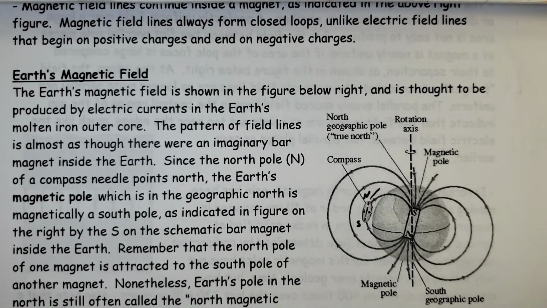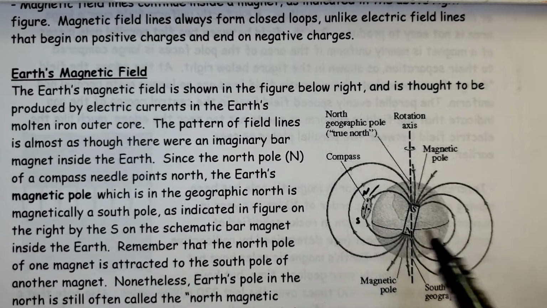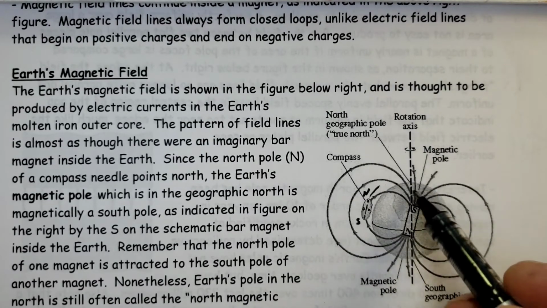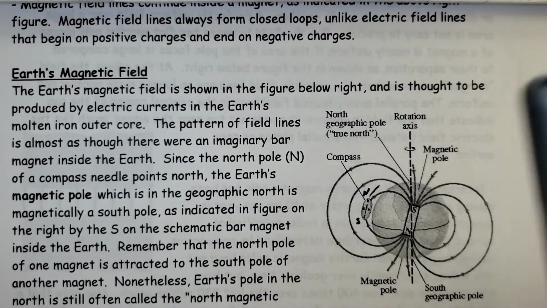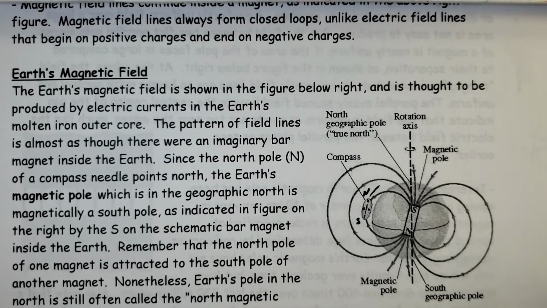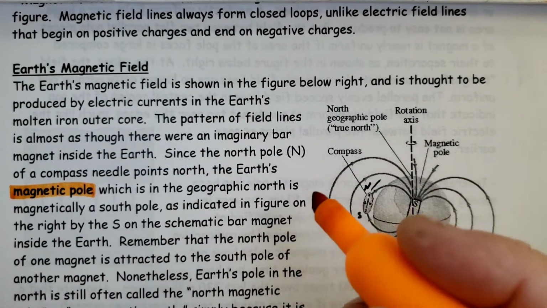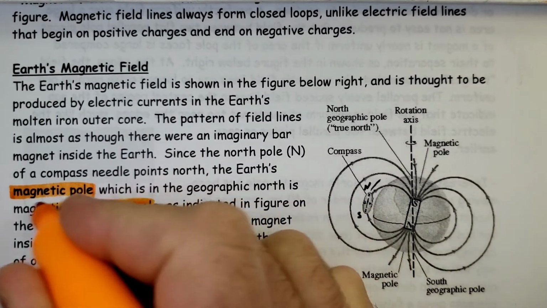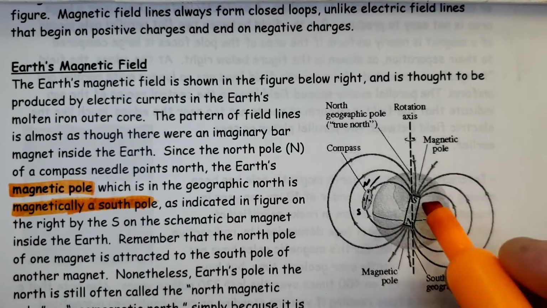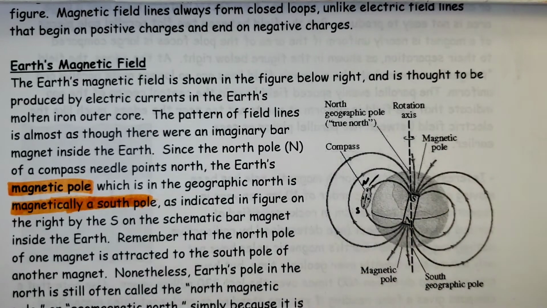Now, if we imagine it to be a bar magnet, it's actually produced by rotating currents, etc. But it's like an imaginary bar magnet with its south pole at the top. So since the North Pole of a compass points north, the Earth's magnetic pole at geographic north must actually be magnetically a south pole, as indicated there.